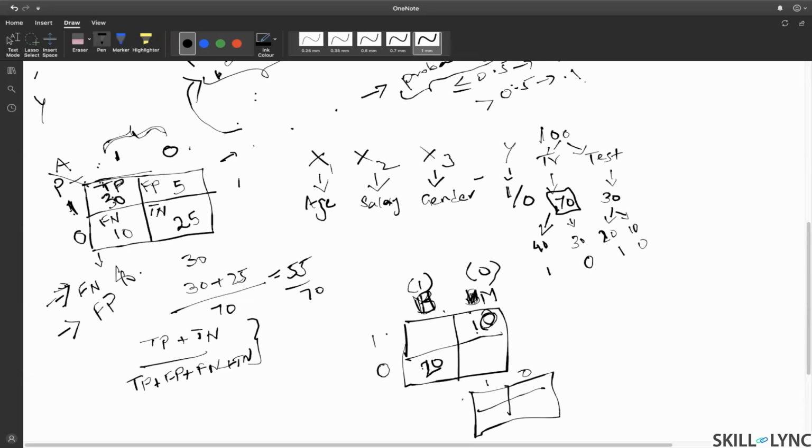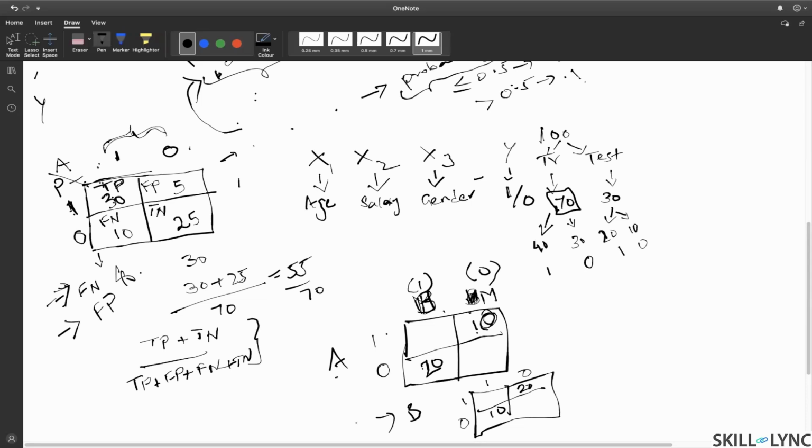Same benign and malignant. Say this is 20. Say this is 10. Say this is case A, this is case B. In case A, we have used, say, logistic regression. In case B, we have used some other classification algorithm. Let's not name it now because you have not learned it. Let's say it's some other algorithm.